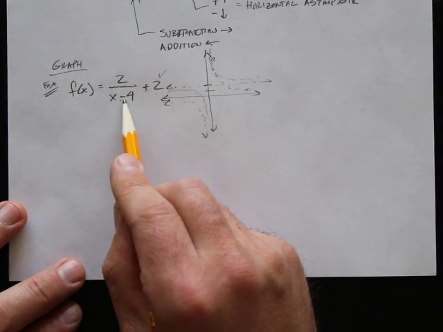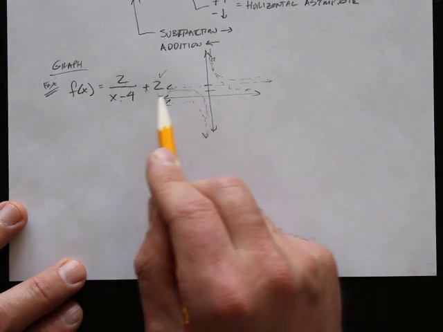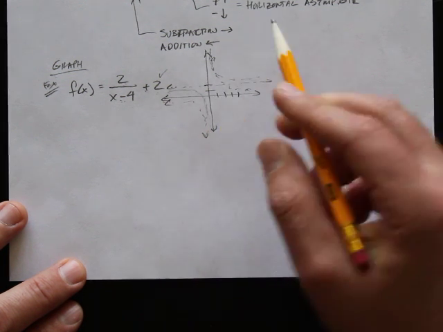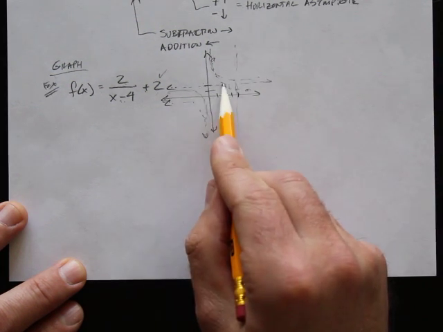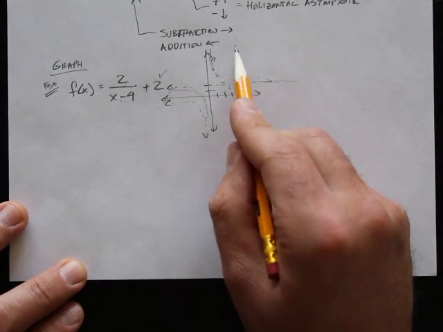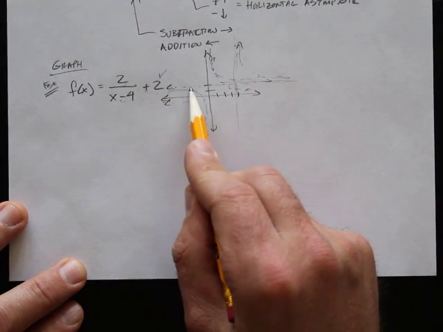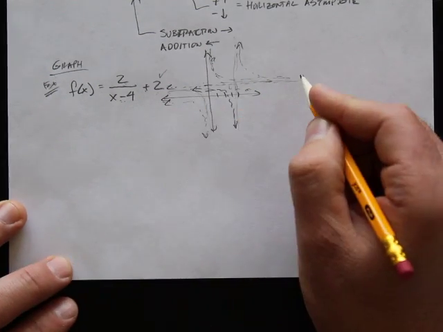Let's move this again. So I've got x minus 4, so that means I'm going to go to the right 4, because it's subtraction. So 1, 2, 3, 4. There's my new vertical asymptote. So I've got my horizontal asymptote, my vertical asymptote. I'm going to redraw. Okay, I'm almost done.